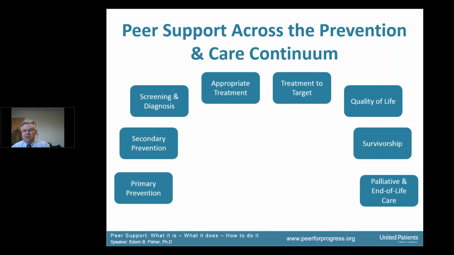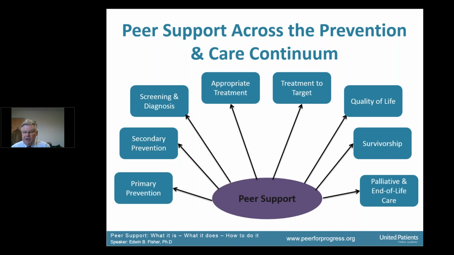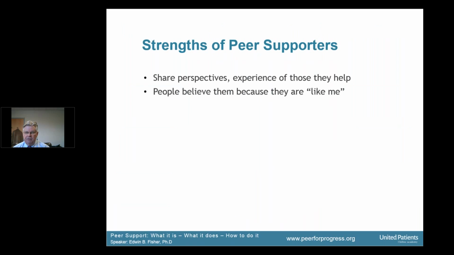We also think of peer support as across the prevention and care continuum, from primary prevention, peer supporters helping people get screened for cancer, helping people get flu shots or TB screening, on out to helping people manage diseases like diabetes or cardiovascular disease, and on out to palliative and end-of-life care for families and people who are coming to the end of life. Now, there are some real strengths of peer supporters that I want to emphasize.